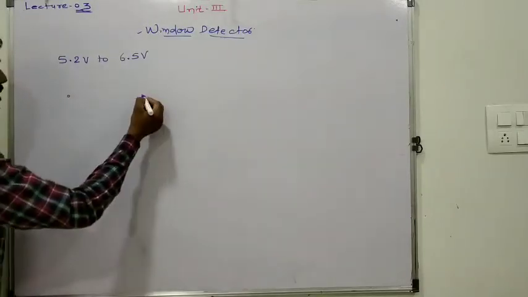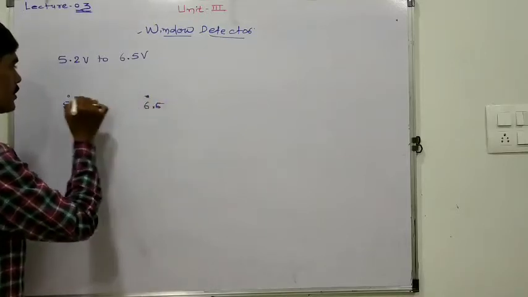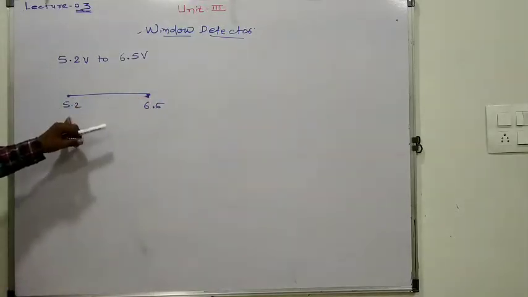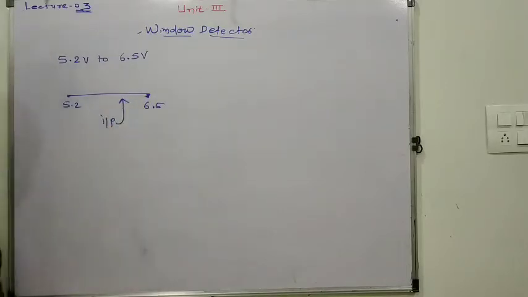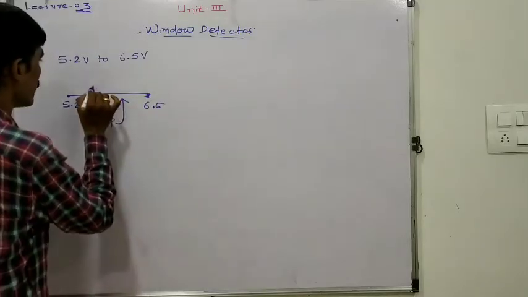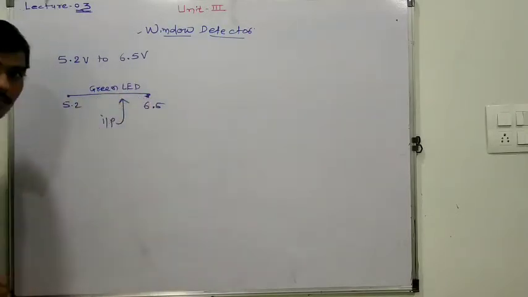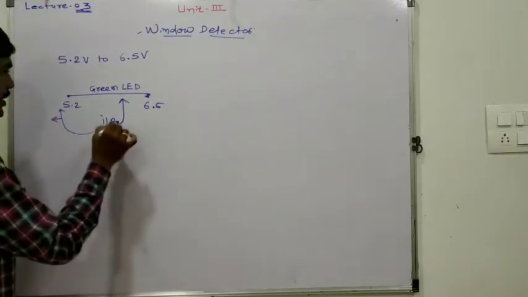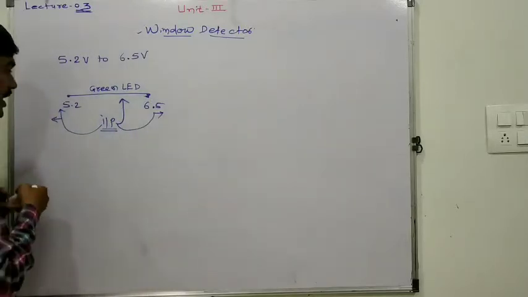Now, let us take this example. There are two voltages: one is 5.2 and the second voltage is 6.5. These are the two voltage range limits. Now, if the input voltage is appearing in between this voltage range, we have to glow the green LED. And if the input voltage is appearing out of this range, then there will be a red LED.